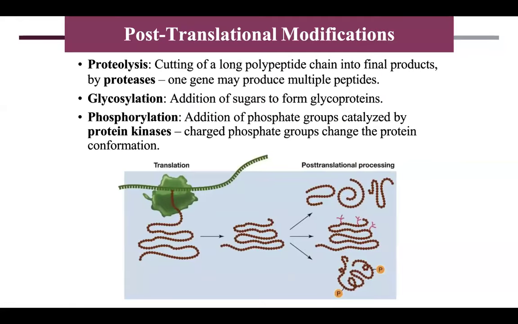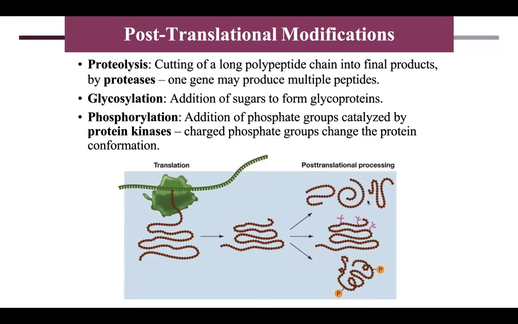So after the polypeptide chain is formed, it's not just left alone. There are also still post-translational modifications that can happen. So first is proteolysis. Proteolysis is the cutting of a long polypeptide chain into its final products through enzymes known as proteases. So one gene can produce multiple peptides. As you see here, this super long polypeptide chain is proteolysed into three different peptides.